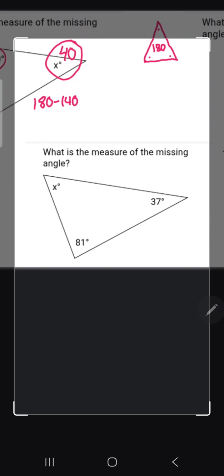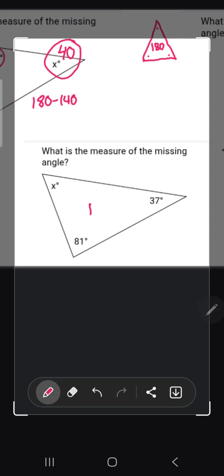Let's take a look at this bottom problem here. They must add up to a total of 180 degrees. So I will add together the two angles that I do know. When you add these two together, you have 118. And I'll take 180 degrees minus 118. And that comes out to be 62 degrees for that missing angle.